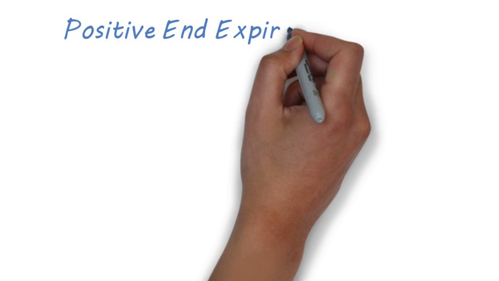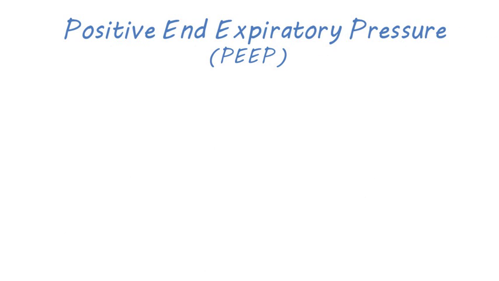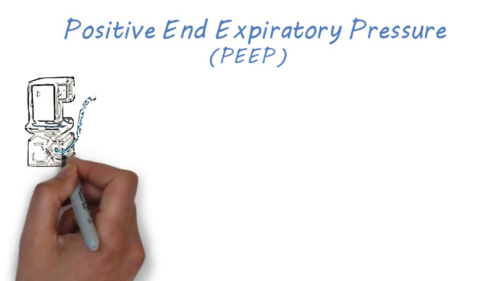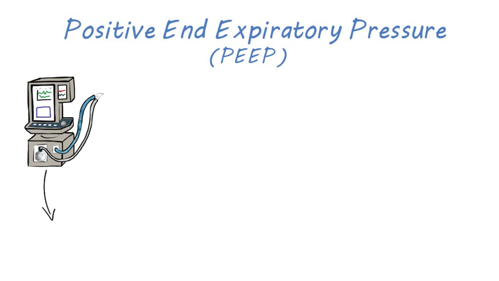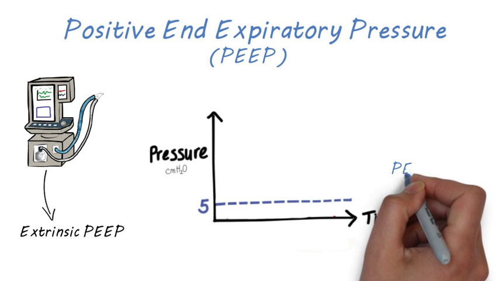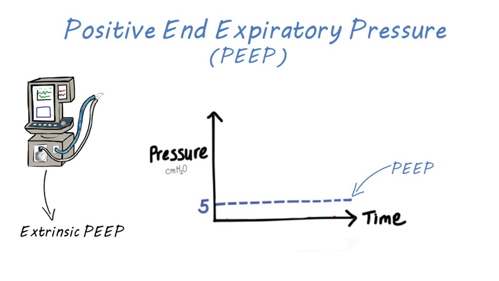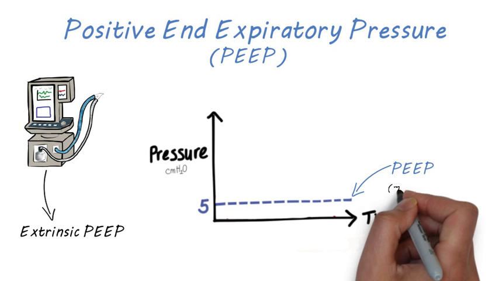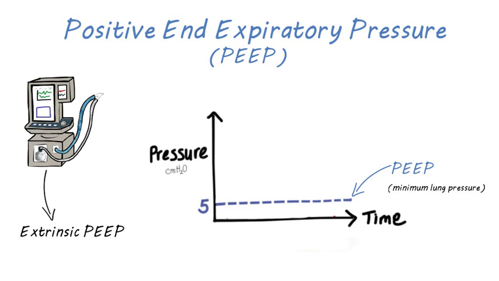Positive end expiratory pressure, or PEEP, is a concept that is often initially confusing. PEEP, applied by the ventilator, is called extrinsic PEEP since it is produced by the ventilator. PEEP is a positive pressure measured in centimeters of water that is constantly applied to the airway, not only at the end of expiration. Therefore, the pressure in the lungs is never allowed to go below your set PEEP level.